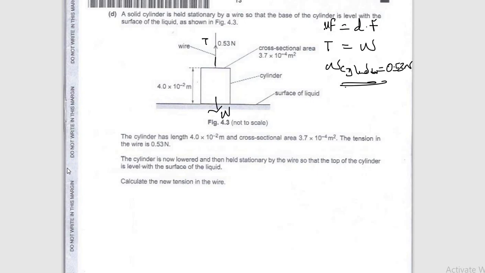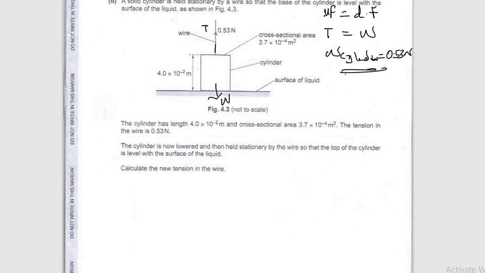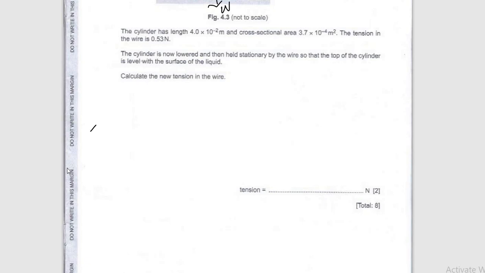from here. But the cylinder has a length of 4 times 10 to the minus 2 and a cross-sectional area of 3.7 times 10 to the minus 4 meters squared. The tension in the wire is that. The cylinder is now lowered and then held stationary by the wire so that the top of the cylinder is level with the surface of the liquid. Now, see what they did now. This is water.